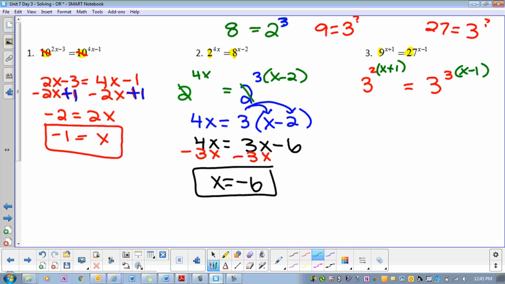So you may want to brush up on maybe your perfect squares and your perfect cubes. That'll be a fun little activity to do.